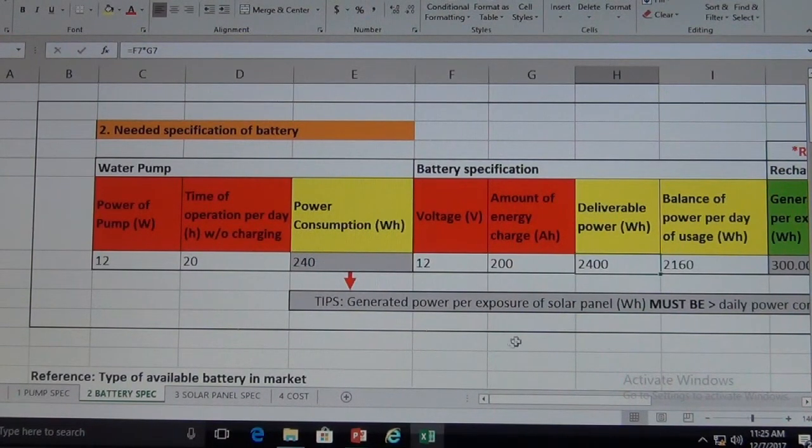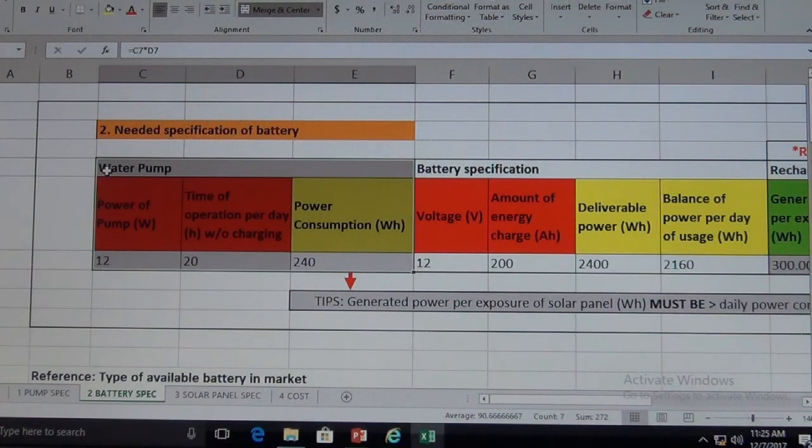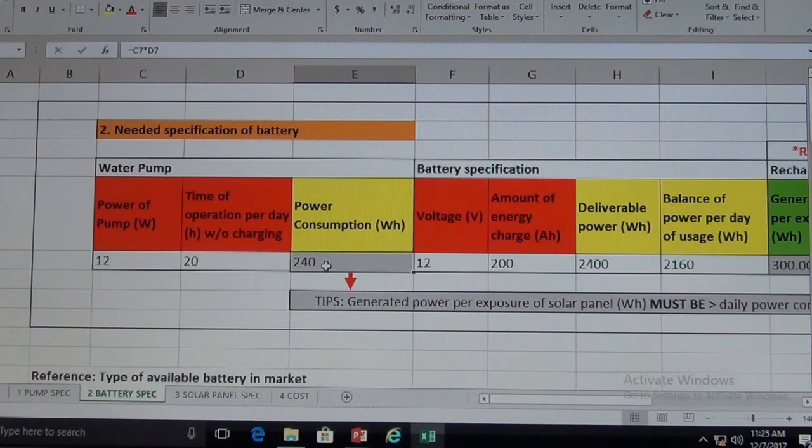Understand this? Still following me? This is the battery specification. This side is the water pump specification. After you have calculated these two parameters, you find that you need 240 watt hour to operate your water pump for 20 hours per day. And the power source is from the battery. You need to choose a battery that can supply at least 240 watt hour per day.